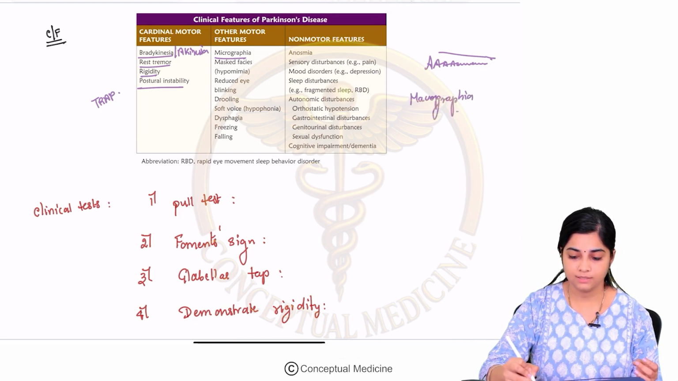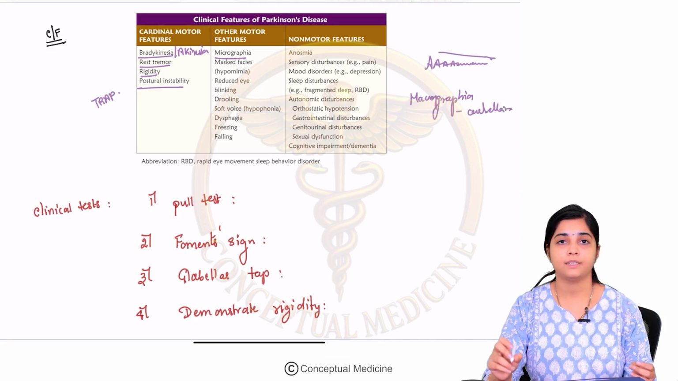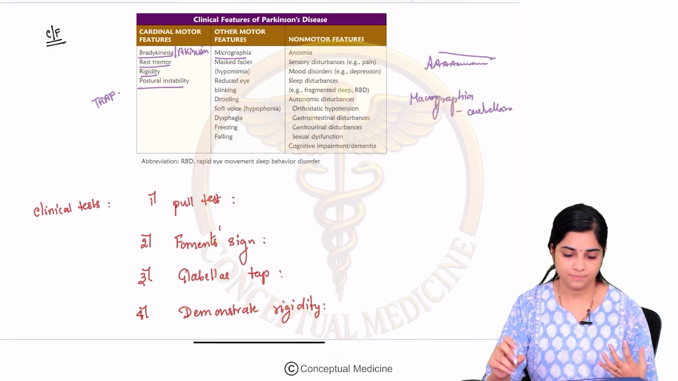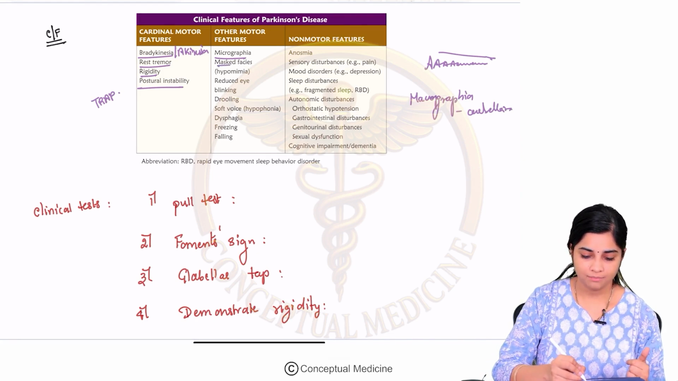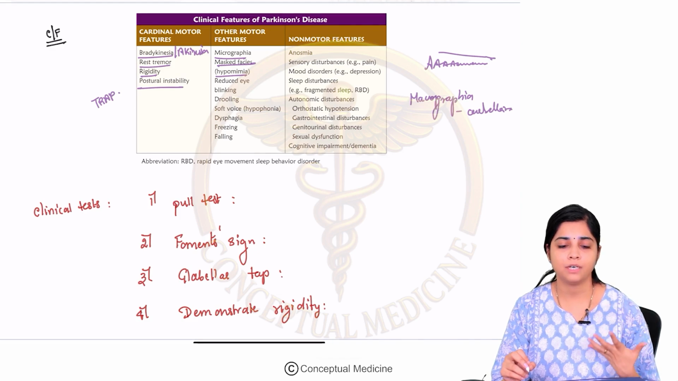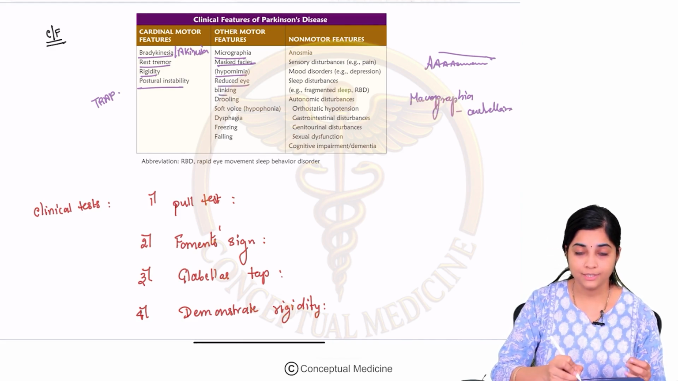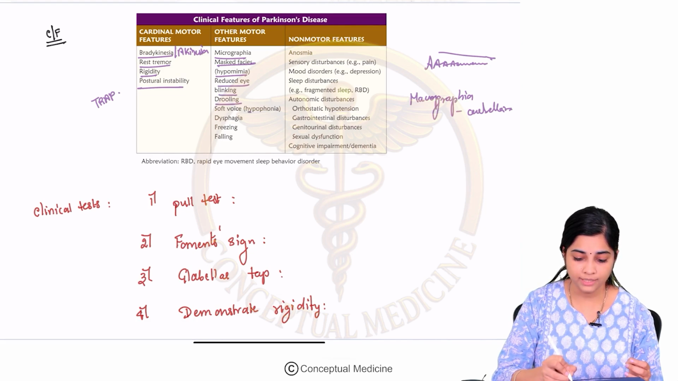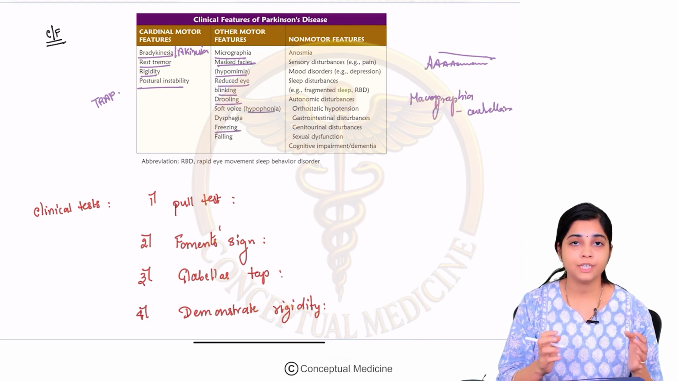Macrographia is seen in cerebellar disorders, right? So there is micrographia. Mask-like faces, they do not have expressions at all. So hypomimia or mask-like faces, there is reduced eye blinking, there is drooling, hypophonia, there is freezing of gait.